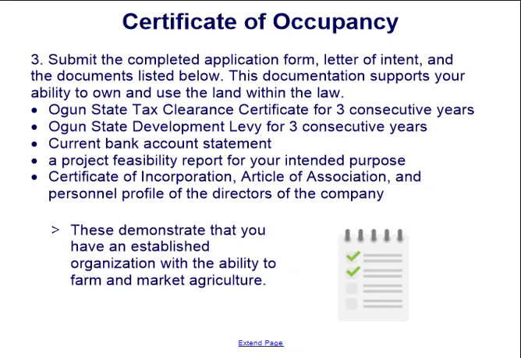3. Submit the completed application form, letter of intent, and the documents listed below. This documentation supports your ability to own and use the land within the law. Ogun State Tax Clearance Certificate for 3 consecutive years, Ogun State Development Levy for 3 consecutive years, current bank account statement, a project feasibility report for your intended purpose, certificate of incorporation, article of association, and personal profile of the directors of the company. These demonstrate that you have an established organization with the ability to farm and market agriculture.